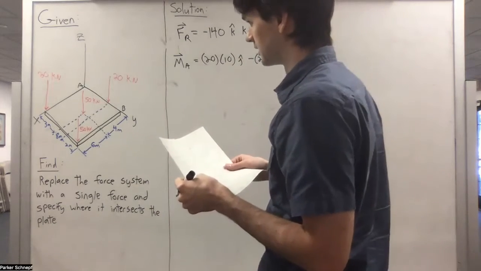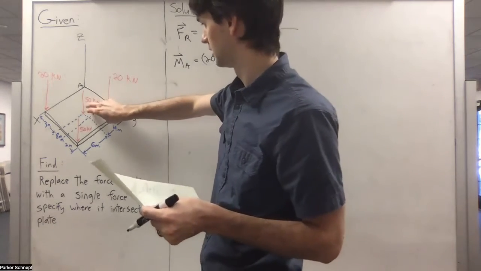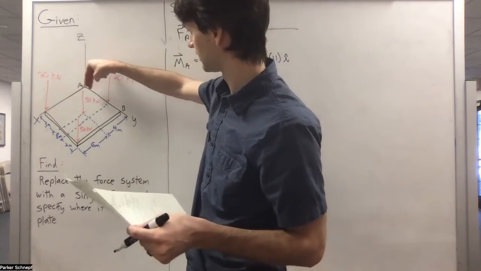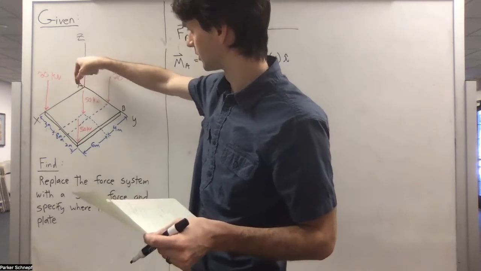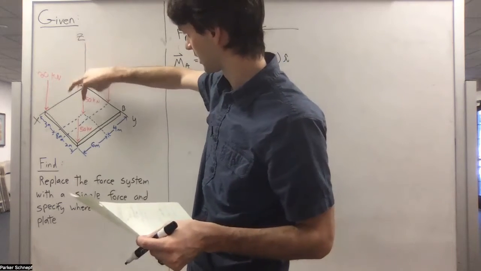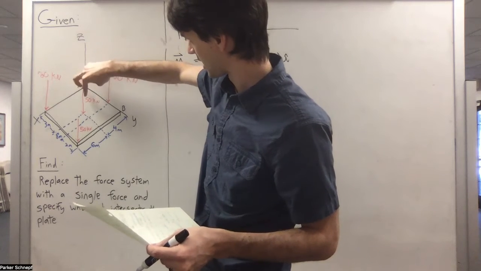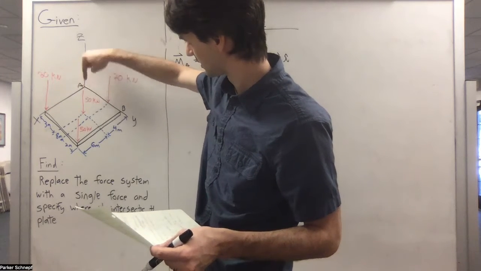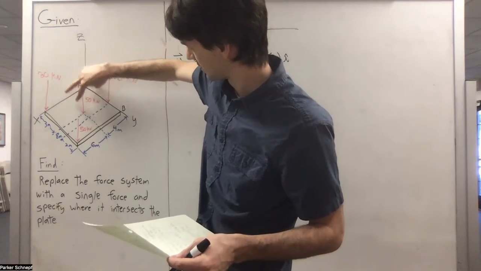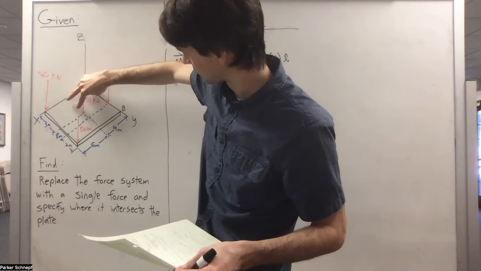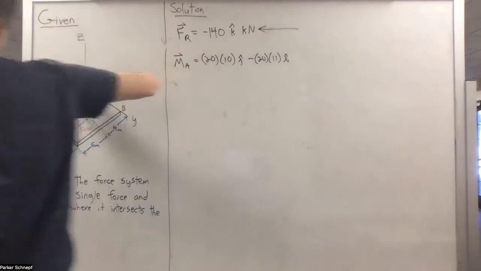So now let's see what's next. Let's look at this one. There are two components to the direction. Let's start by looking at the 50 kilonewton force, which is in the negative z. The distance from A in the x direction is 3.